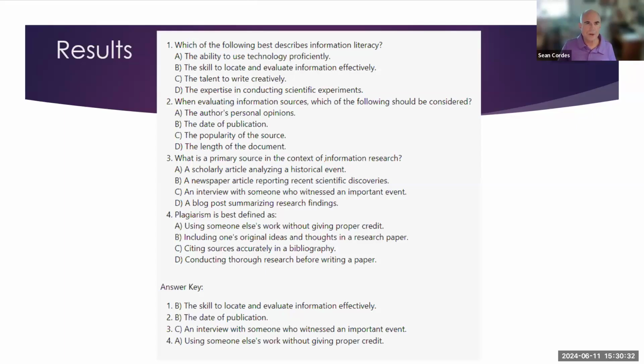Which of the following best describes information literacy? A, ability to use technology proficiently; B, the skills to locate and evaluate information effectively; C, the talent to write creatively; and D, the expertise in conducting experiments. And it gives me B. The answer is B, the skill to locate and evaluate information effectively. You could also argue that A, using technology proficiently, would be part of this as well. So I might adjust that prompt to say the ability to use books proficiently to make it not so close in the distractors.